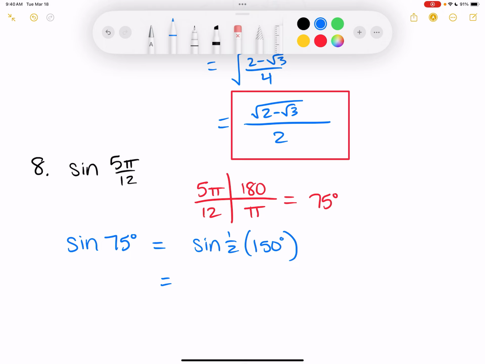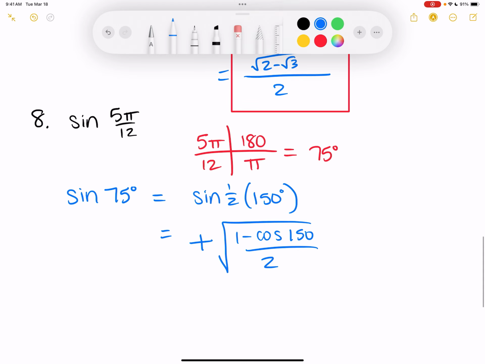All right. The sine of 75, where would that be? 75 degrees is in the first quadrant, and it's positive. That's what I was going for. So, it's positive here. The square root of 1 minus the cosine of 150 over 2.